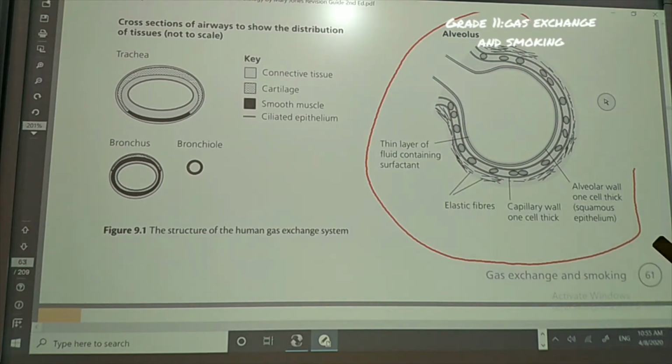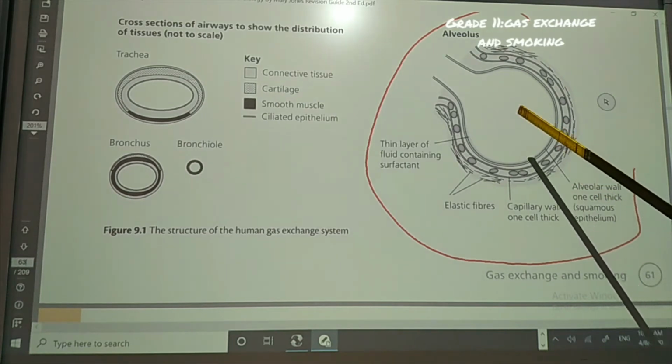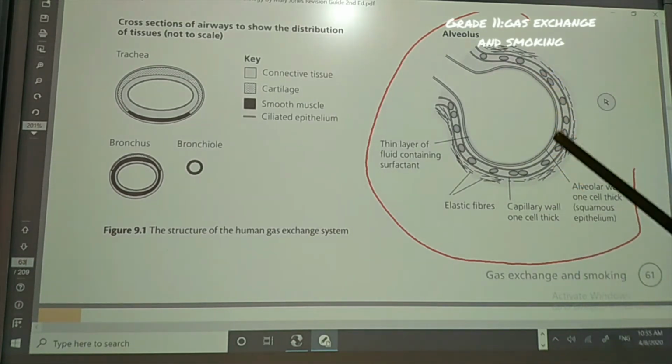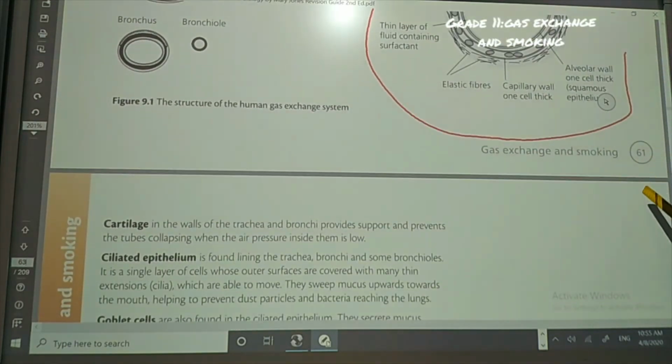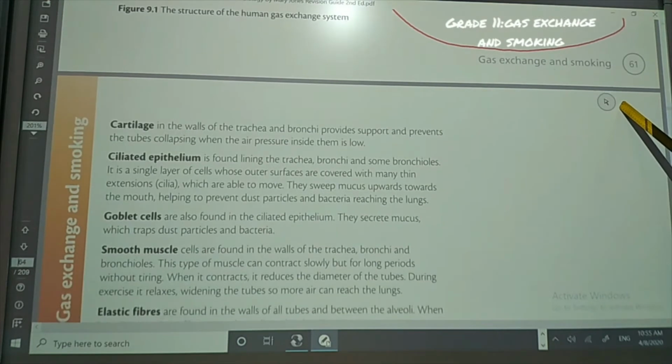Yes, if you said because of diffusion, you're correct. Because the walls have to be thin so that the gases can diffuse in and out within the shortest time. You understand? So all of these are thin because it's a gas exchange surface. The gases need to go in and out within the shortest time. Okay? So let's go to each of these.